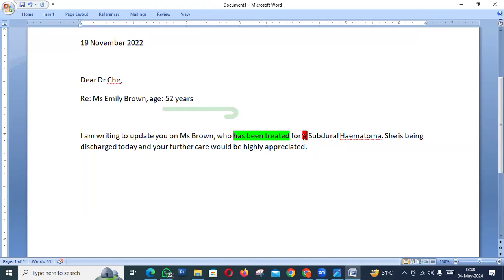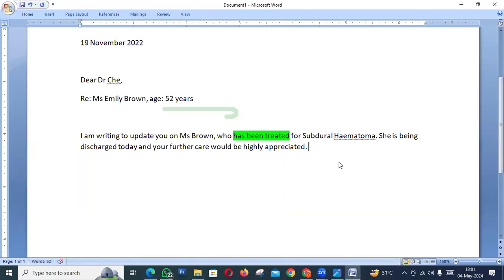So we don't need an article. We can use an article with "a heart attack" sometimes, but with a medical diagnosis, we don't use an article. So it is wrong. We don't need it. Anyone else want to mention a mistake?